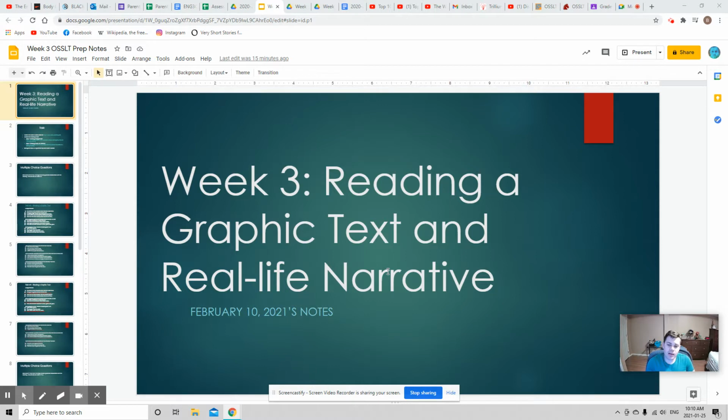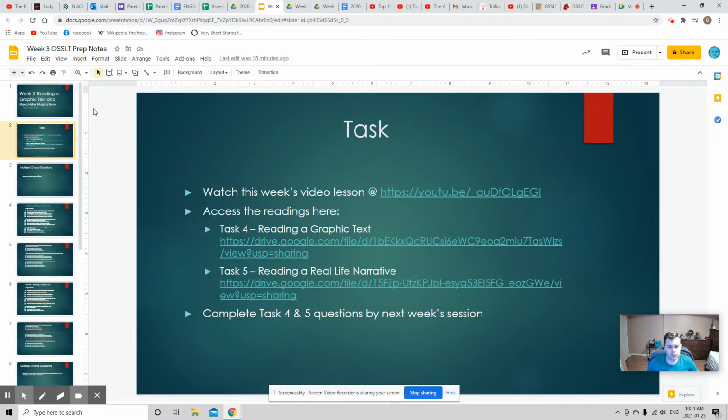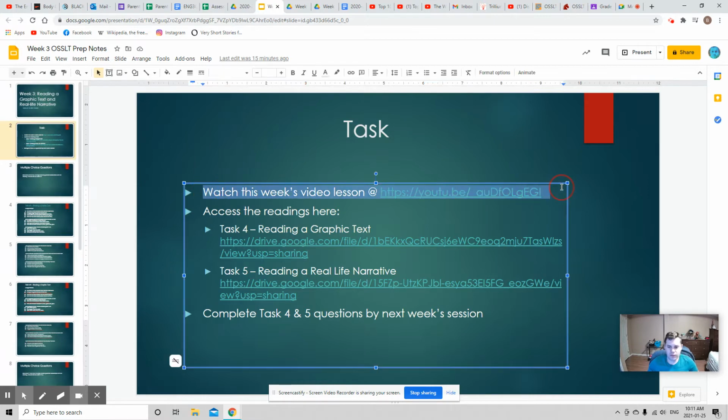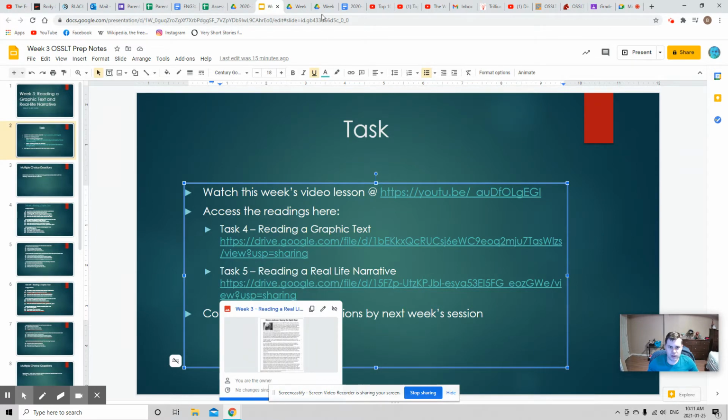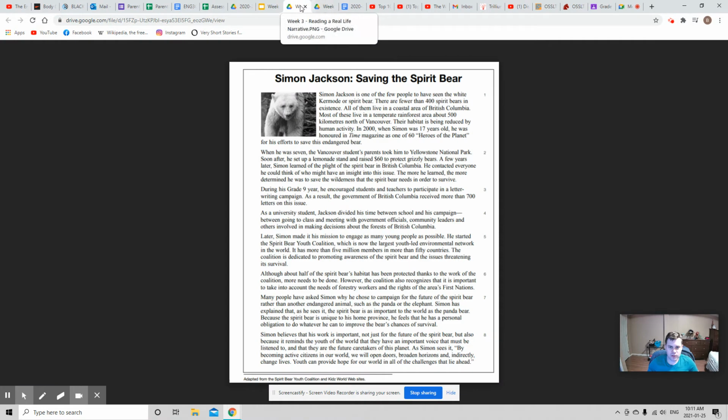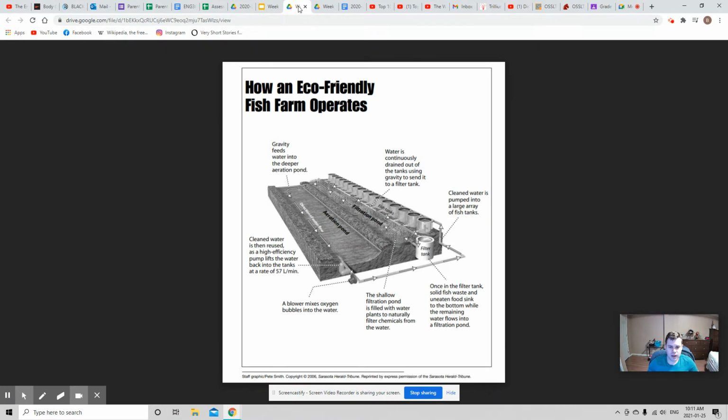We're looking at reading a graphic text, which is basically a picture, and a real-life narrative, which is just a true life story. The tests are listed right here. So obviously you've found this video link, and the readings can be found on these links. There's a graphic text, and there's a real life narrative. They'll look like this. That's your real life narrative, and this is your graphic text.